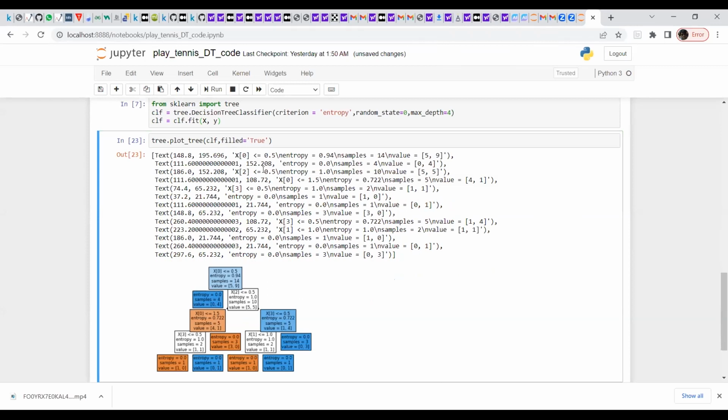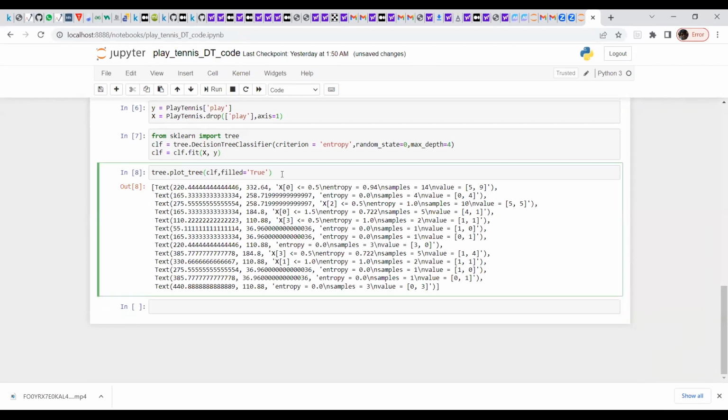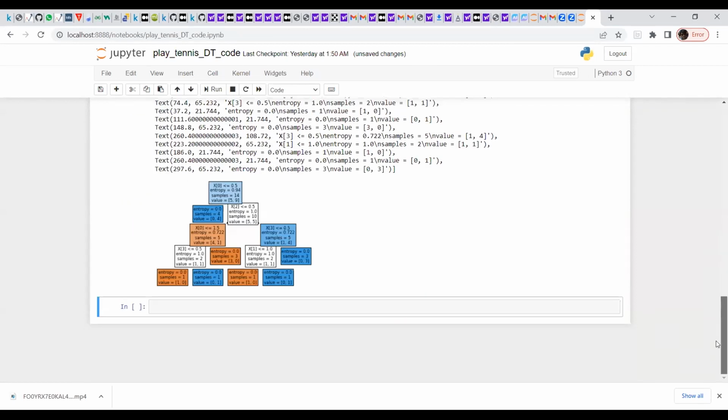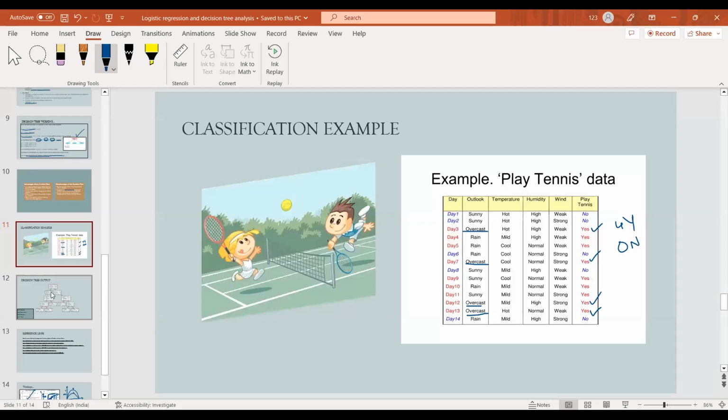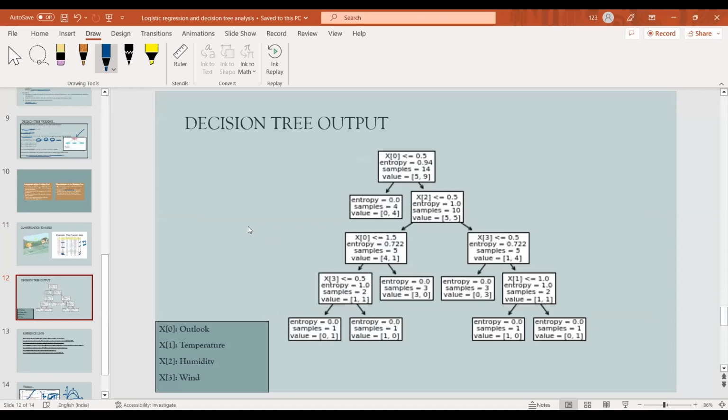Here again, I'm plotting the tree, and filled equal to true means that I get colored boxes. So that is the significance of filled equal to true, and plot_tree I'm using as a function. Oh my God, where did my tree go? Yeah, so here's my tree, and I have depicted a very neat output in my PPT. Just let me know if my PPT is visible. Yes, it is visible. Okay.